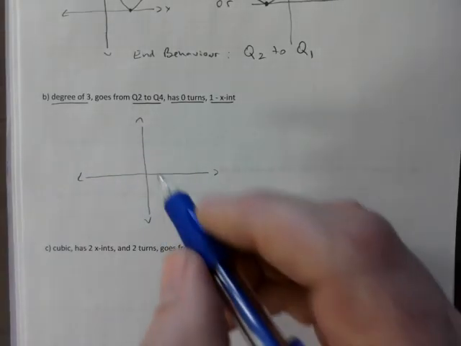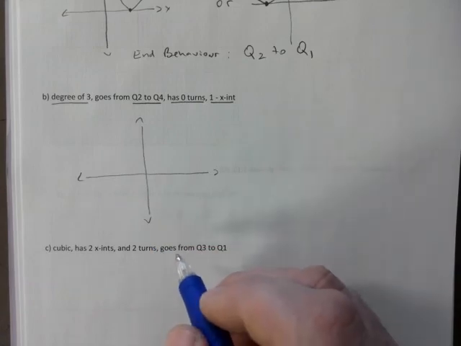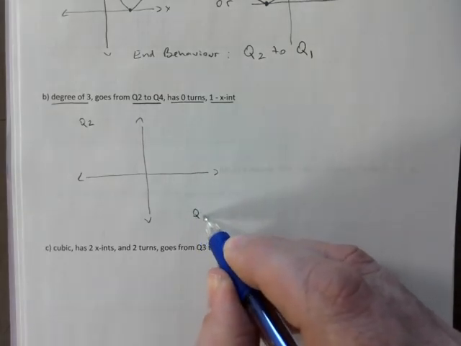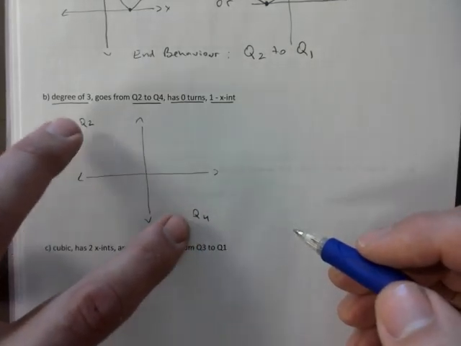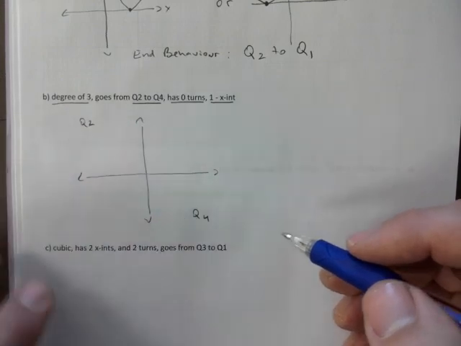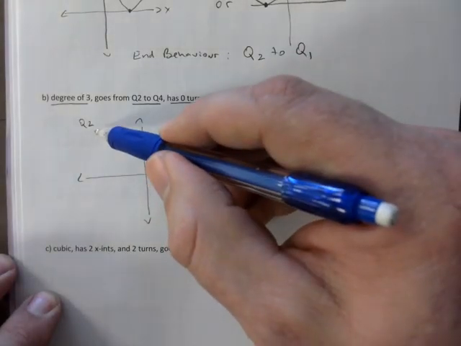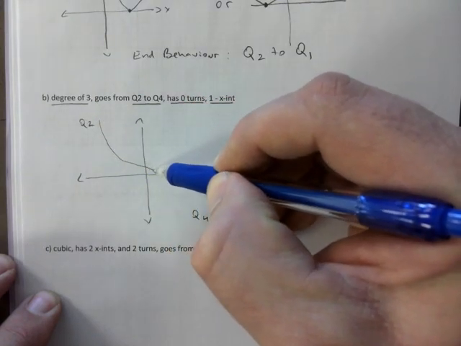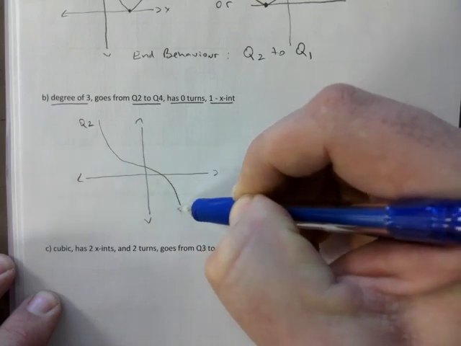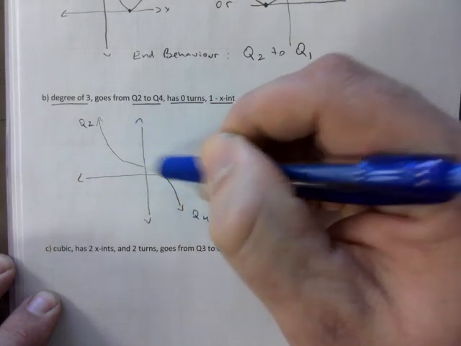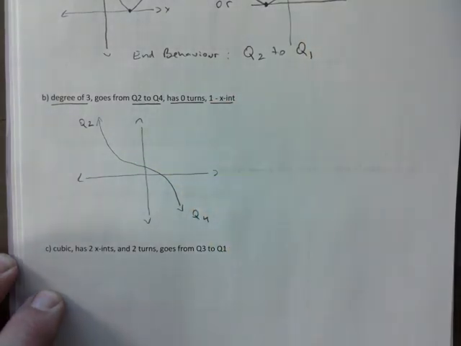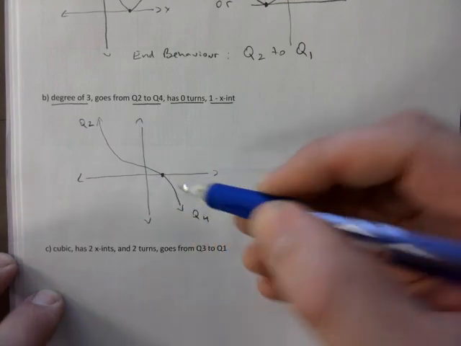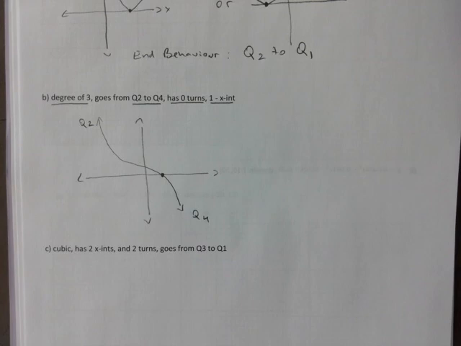So if it goes from quadrant 2 to quadrant 4, we know that this is Q2 and this is Q4. So we want the ends to go from here to here, and you want 0 turns. So all you need to do here is imagine a slide like this. Just give it a little bit of a bend. So this has no turn. I shouldn't be seeing a turn. And does it fulfill the requirement of 1 x-intercept? It does. It just crosses it once.